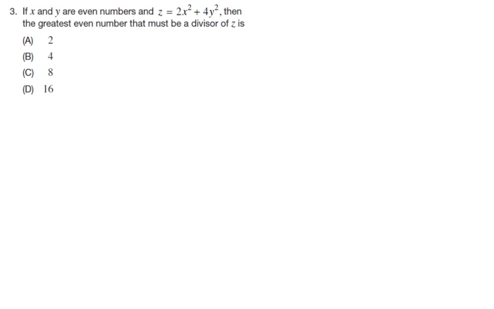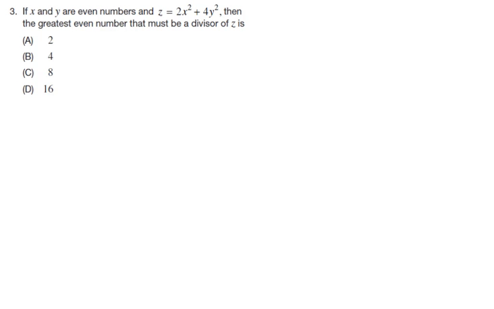Problem number 3 says if x and y are even numbers, and if z is 2x squared plus 4y squared, then the greatest even number that must be a divisor of z is what? So x and y are even numbers. There are too many even numbers for us to test to try to plug in for this. But we're looking for the greatest even number that has to be a divisor of z.